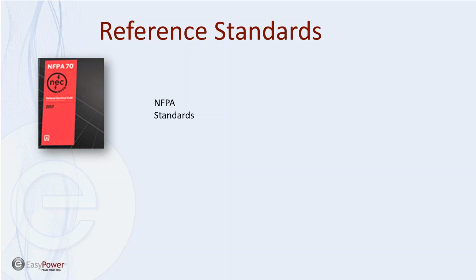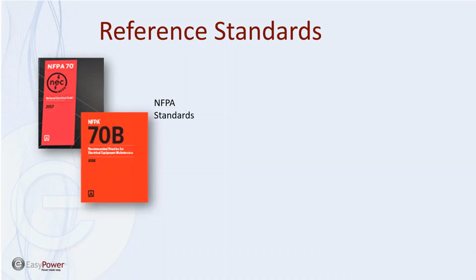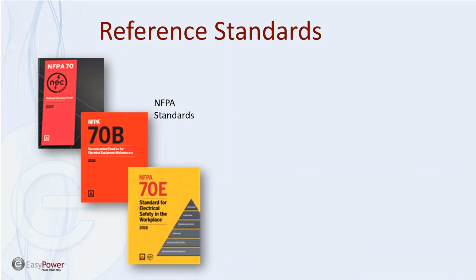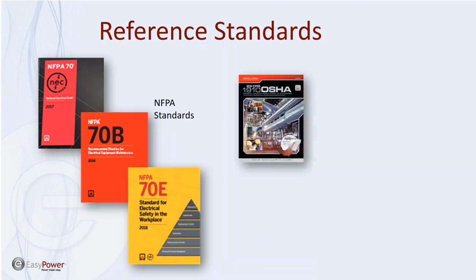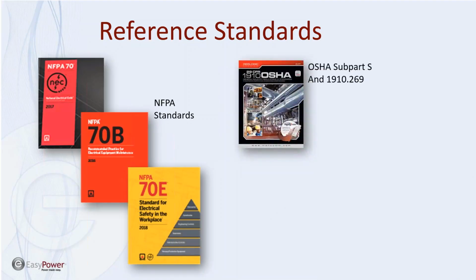From that information, we've gotten a lot more, including 70B, which was developed beyond NFPA 70, and then 70E, of course, came in the mid 70s based on a request from OSHA to come up with their standards. Then from that, of course, we got the OSHA Subpart S and 269 standards in general industry, and Subpart K and Subpart B in the construction industry.